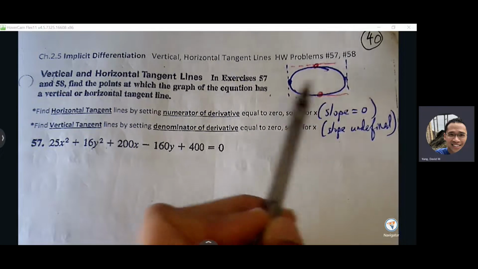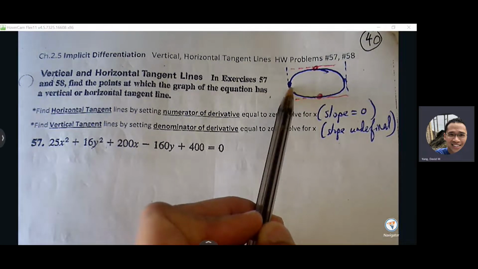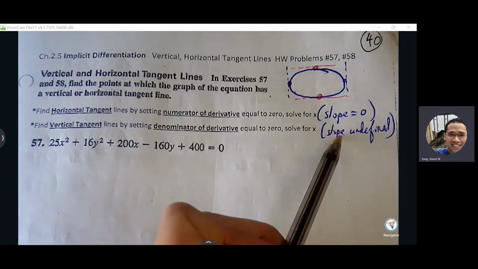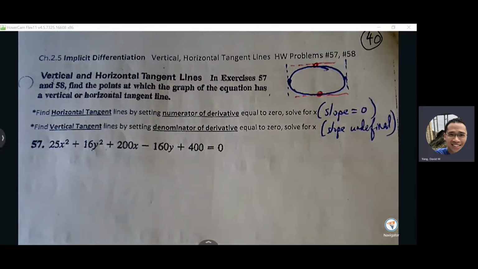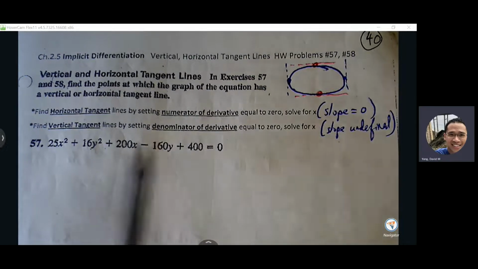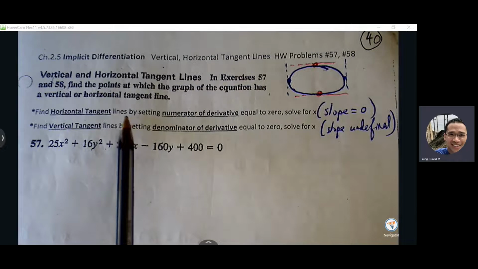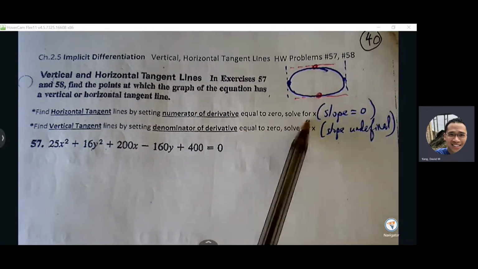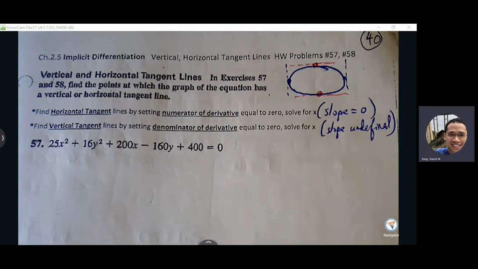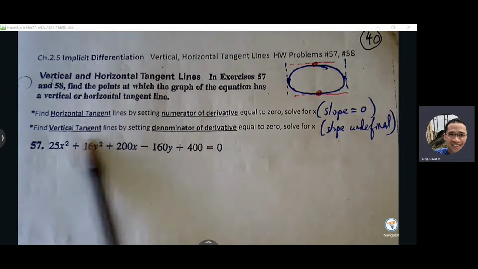Or targeting a specific slope behavior and asking where that location is. So here's how we can do that. If I want to find a horizontal tangent, I already know what slope I'm after: slope 0. The way you can find the location is you set the numerator of your derivative equal to 0 and solve for x, and that'll get you the location. Now, if I want to find the full ordered pair, I have to go one step further and plug into the original equation.